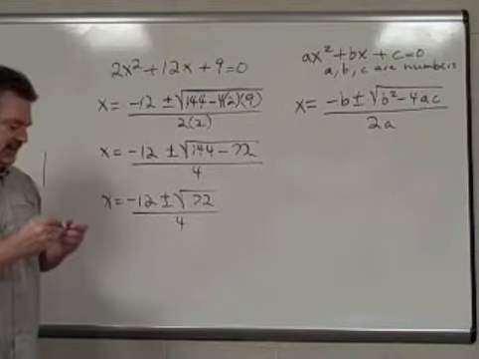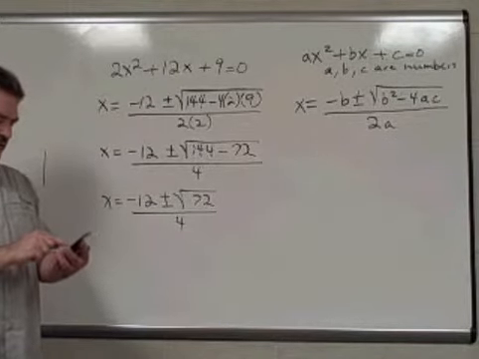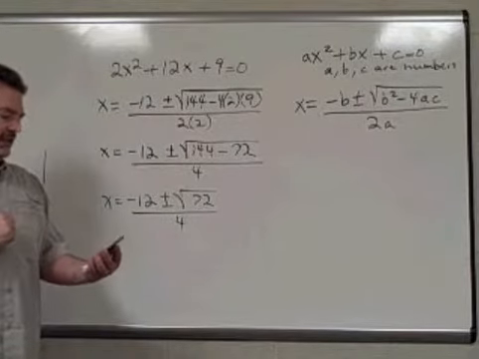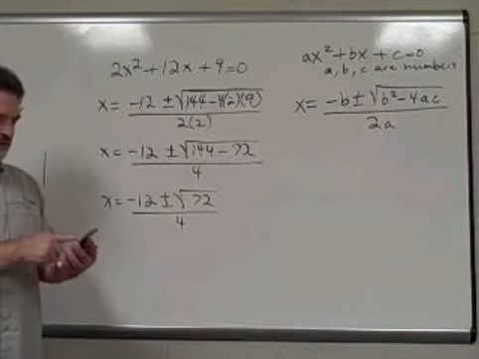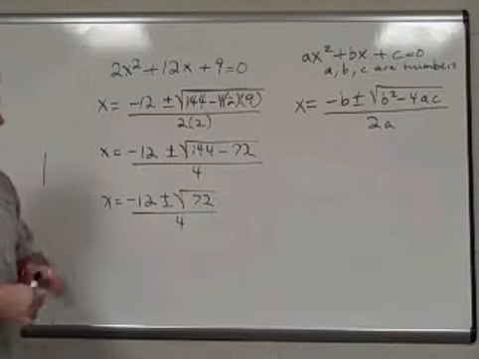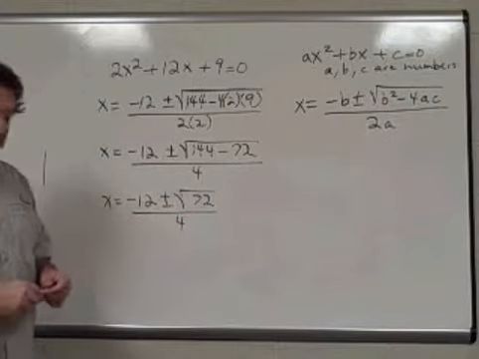And now I need to see, is 72 one of my perfect square numbers? So if I take my calculator, take 72, take the square root, I don't get a whole number answer. 72 is not one of my perfect square numbers. Okay. So that means I want to try to then simplify that radical if I can.